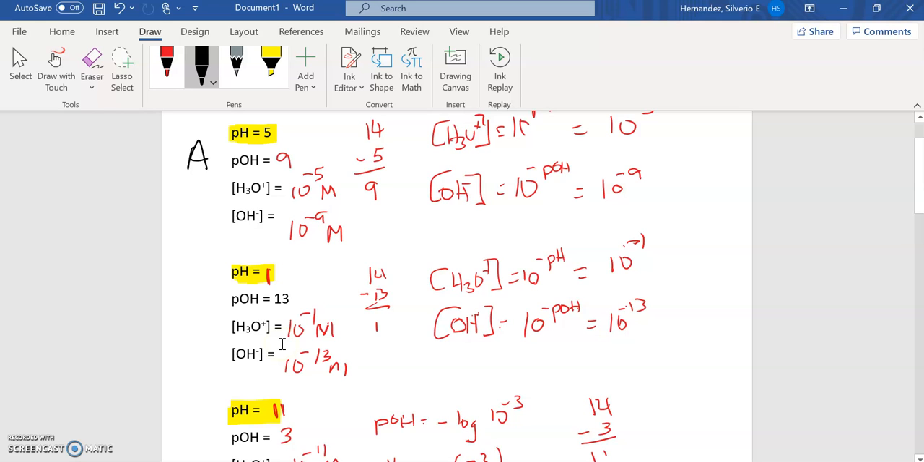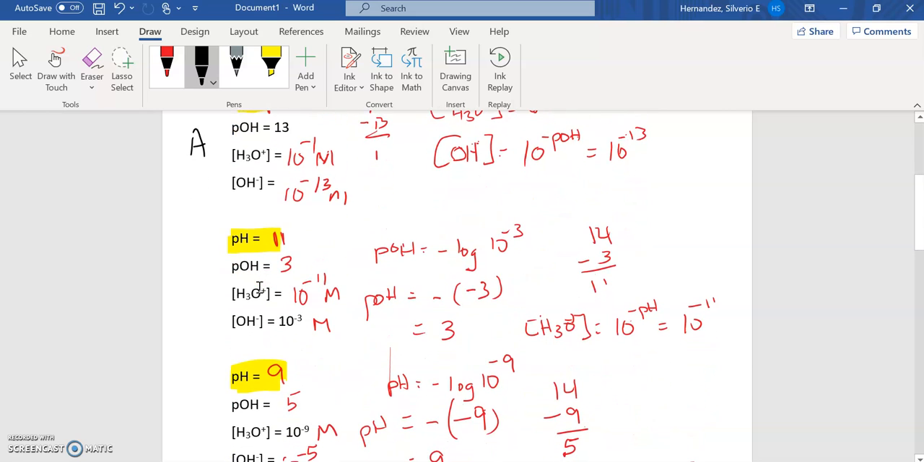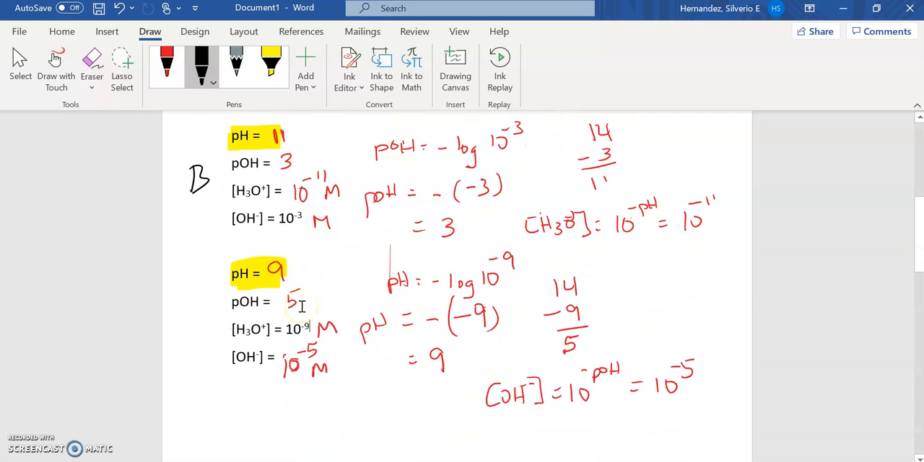Number 2, a value of 1 for the pH. That's definitely an acid, a strong acid. Much like the acid you would find in your stomach, which has a pH value of roughly 1. The next one has a pH value of 11. That's greater than 7, so that's going to be a base. And then finally, the last one, the pH is 9, and that's also going to be a base. It's greater than 7.